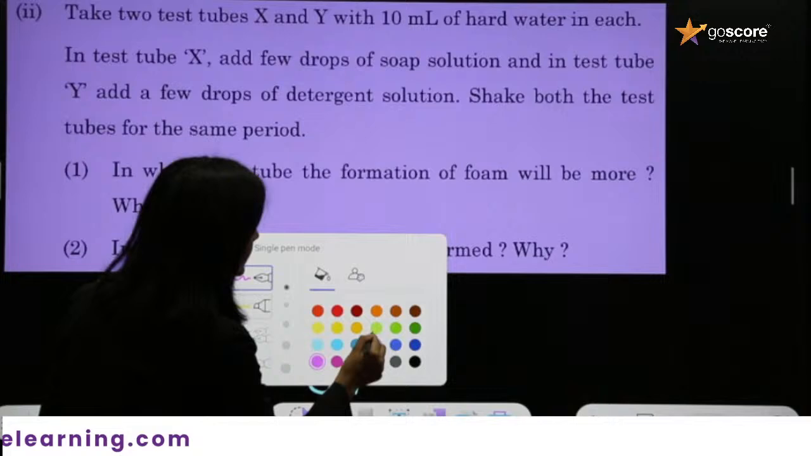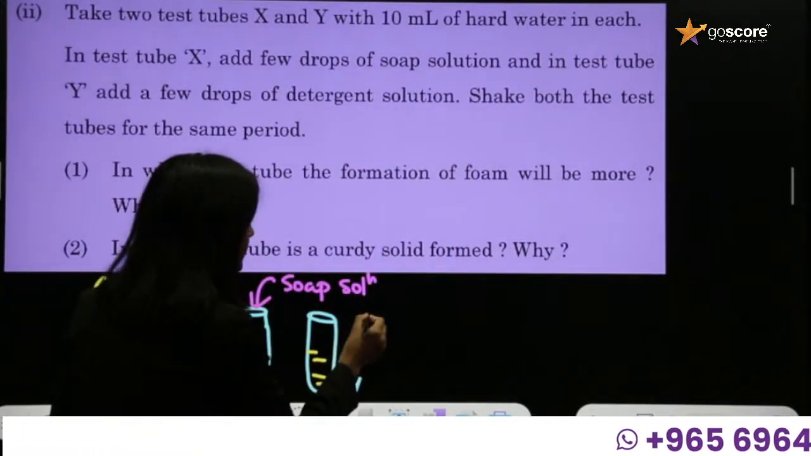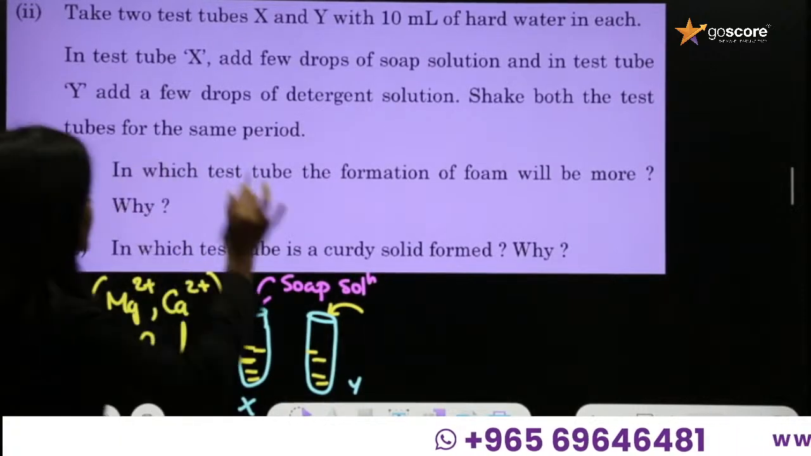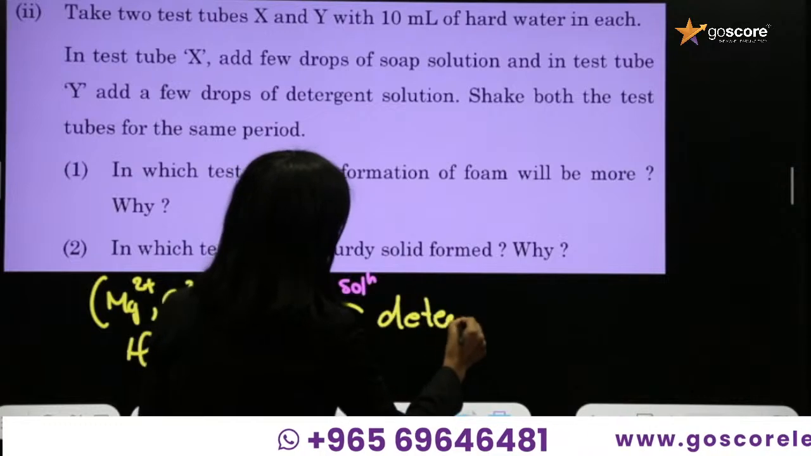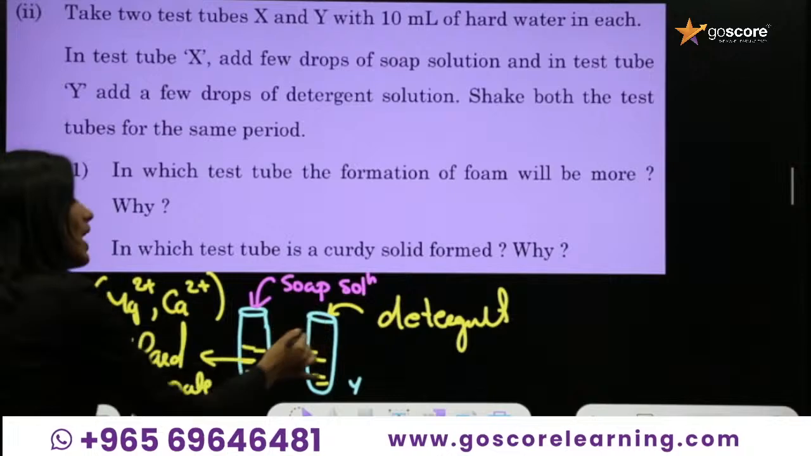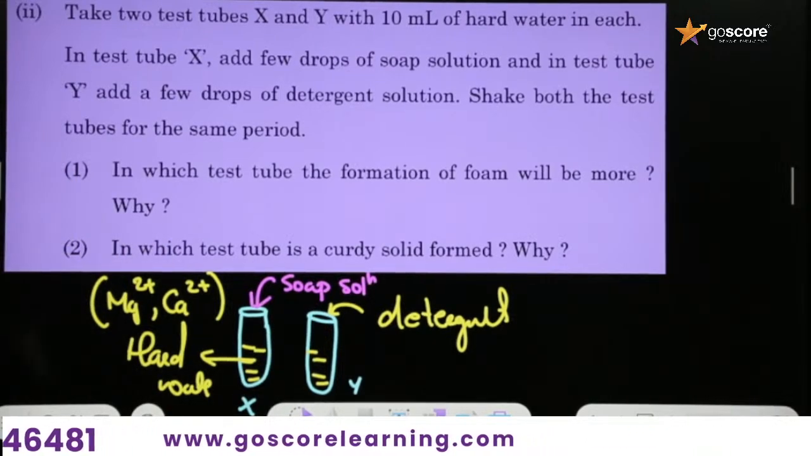And into the Y, which pen should I take? You go with the yellow. Into this, I'm going to add detergent solution. So X soap solution, Y detergent. Now let's read it. In which test tube will the formation of the foam be more?